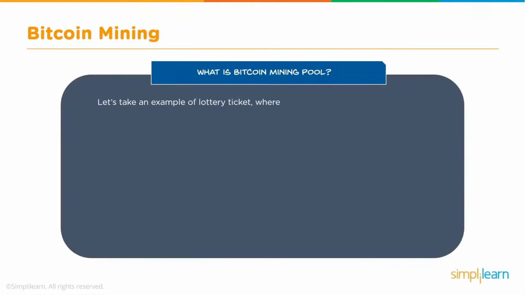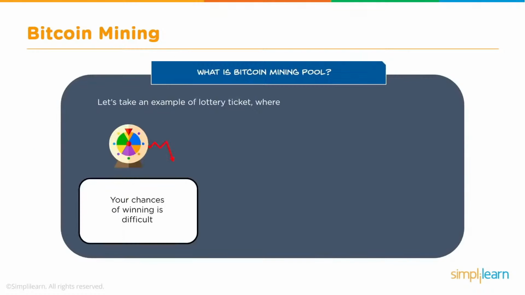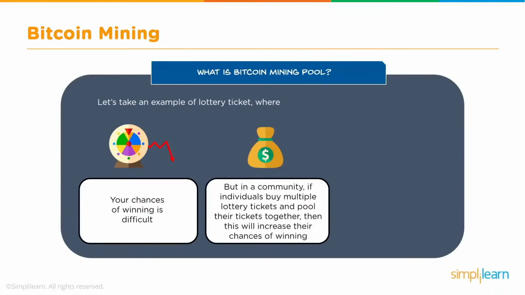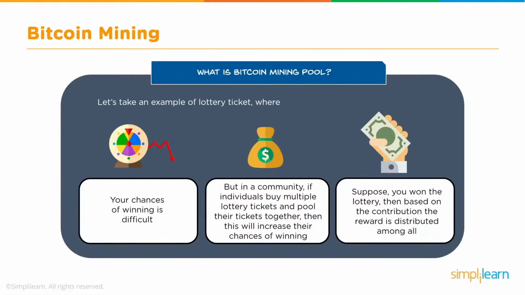So let's take an example of a lottery ticket, where your chance of winning is small. We are talking about what a Bitcoin mining pool is. Your chances of winning the lottery are difficult, but in a community, if individuals buy multiple lottery tickets and pool their tickets together, this will increase their probability of winning. So suppose you won the lottery, then based on the contribution, the reward is distributed amongst all the participants.